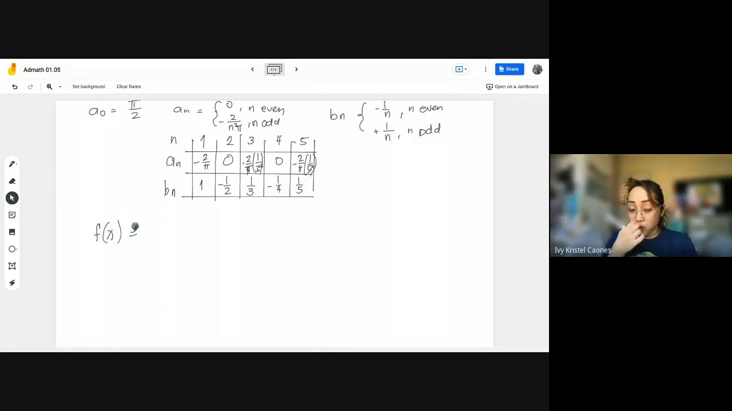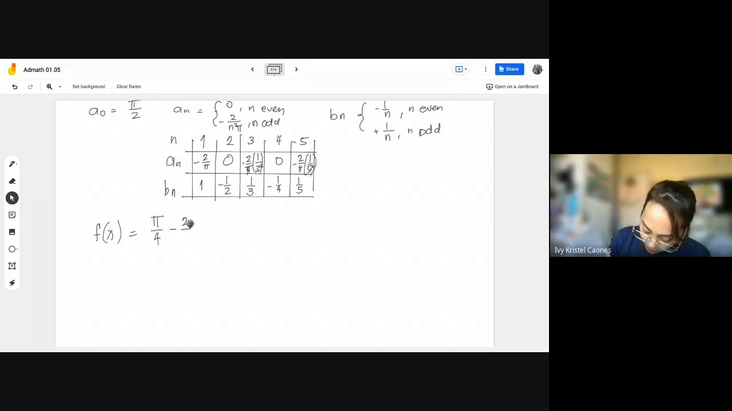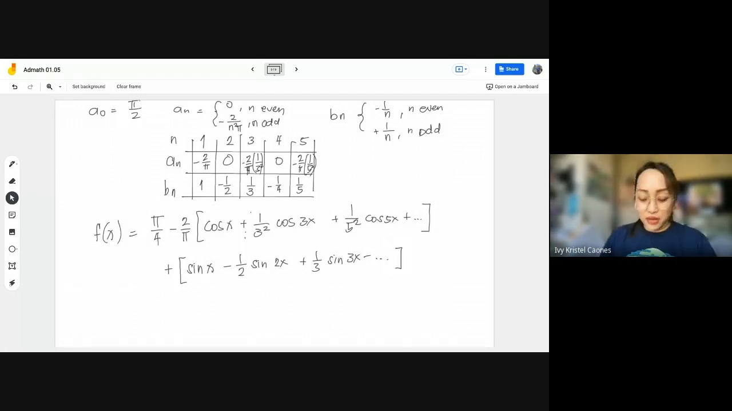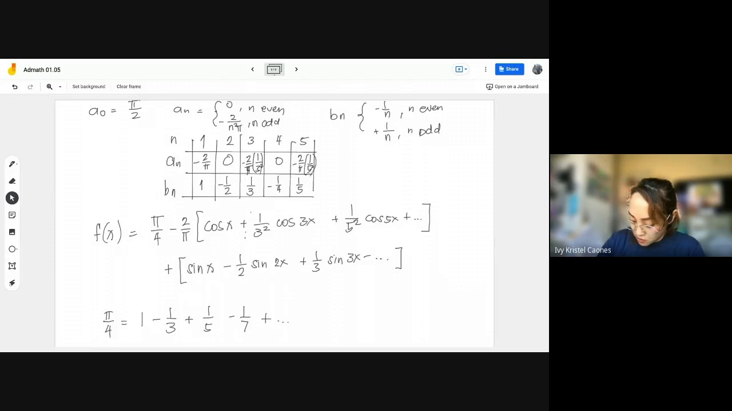For b sub n, that will be the coefficients of our Fourier series f of x, that is a sub 0 over 2. Since we have pi over 2, pi over 2 over 2 is pi over 4. Factor out negative 2 over pi, b sub n plus, minus 1 over 4 sine 4x, and so on and so forth. So we have our Fourier series. We have the first condition where you have to find where x will be pi over 4 equal to plus dot dot dot. Then the other one is when pi squared over 8 is equal to plus dot dot dot.